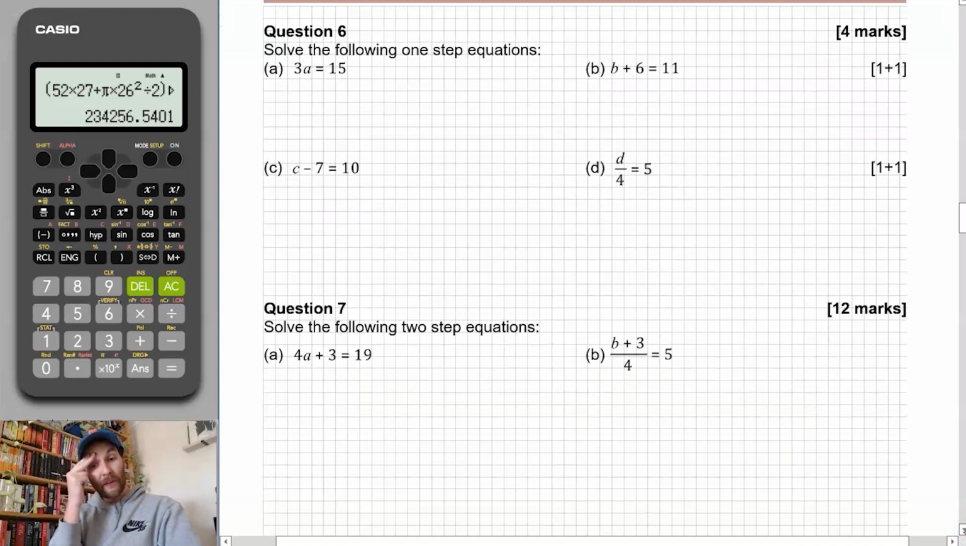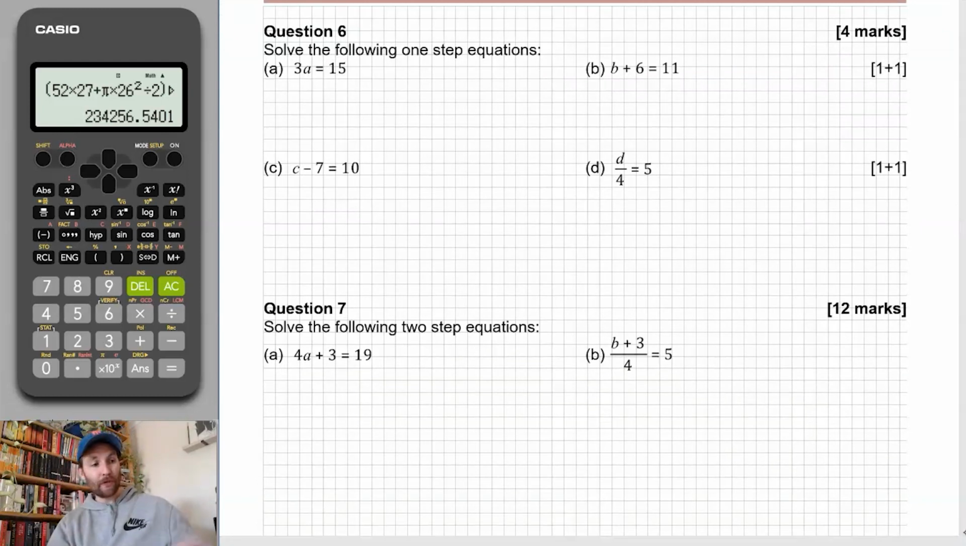Okay, the solving one-step equations are kind of like the accessible questions on there. So hopefully relatively easy marks. Coffee break.